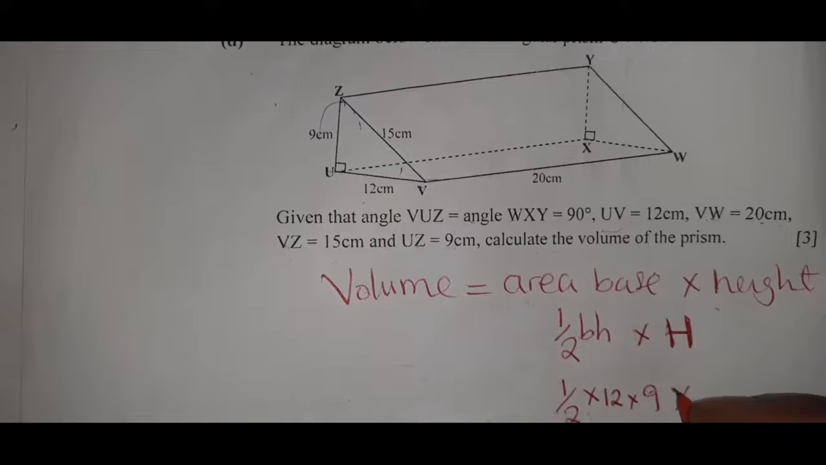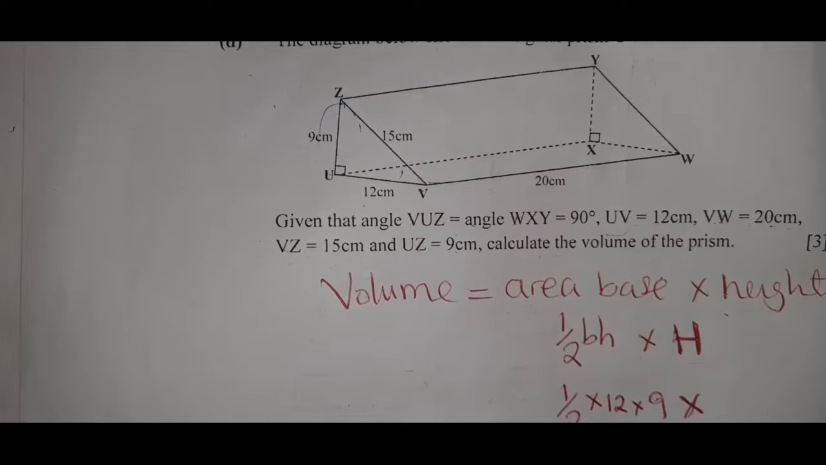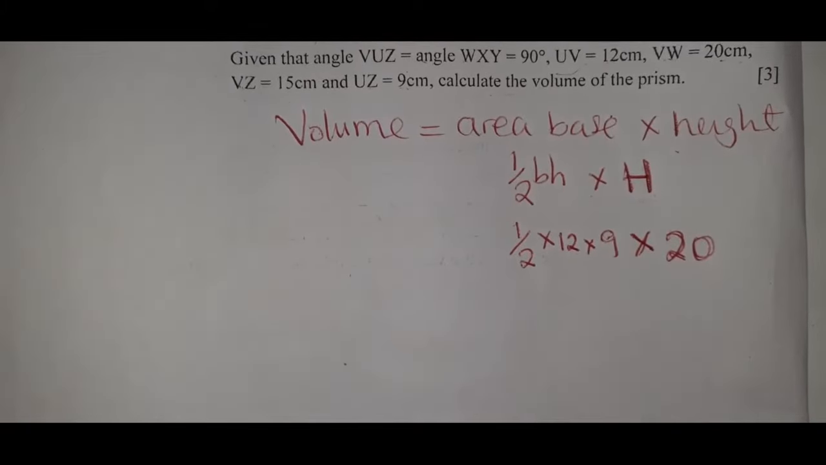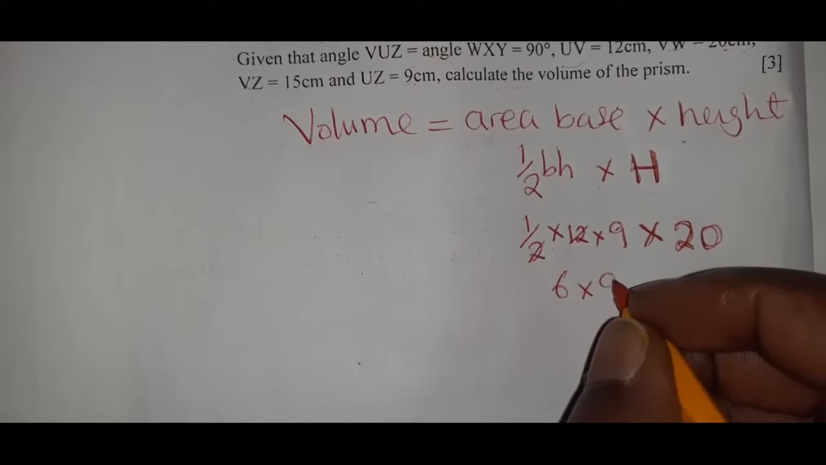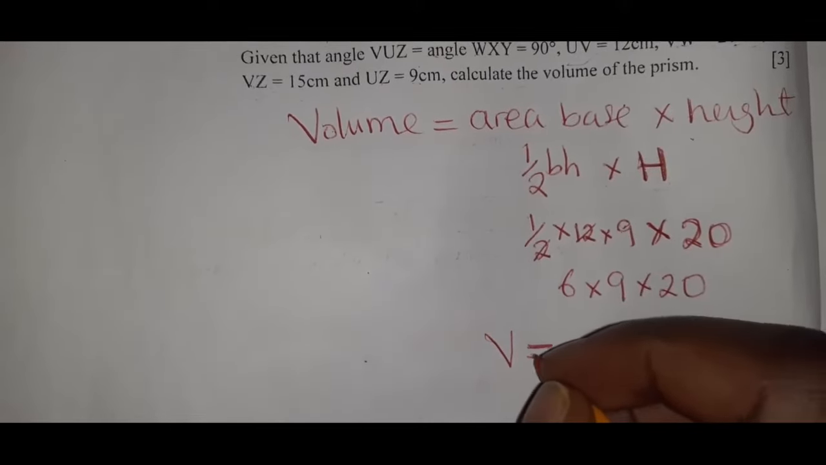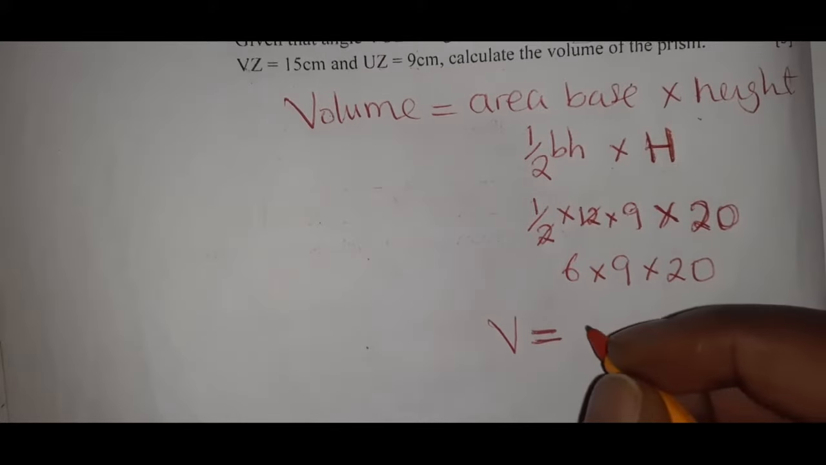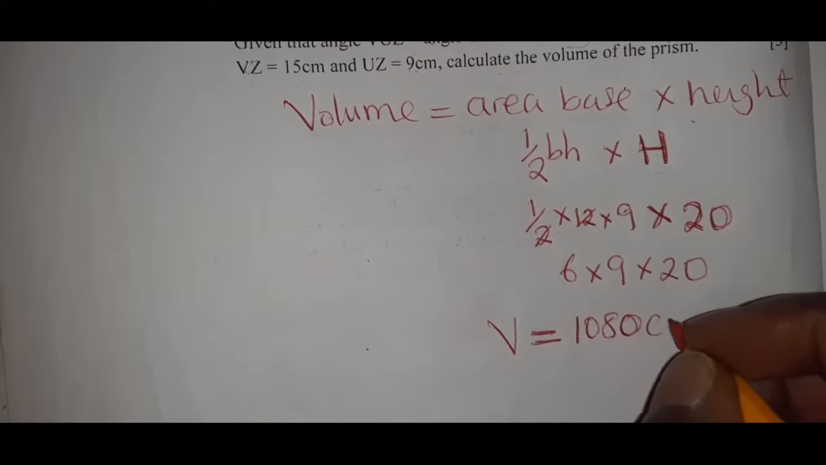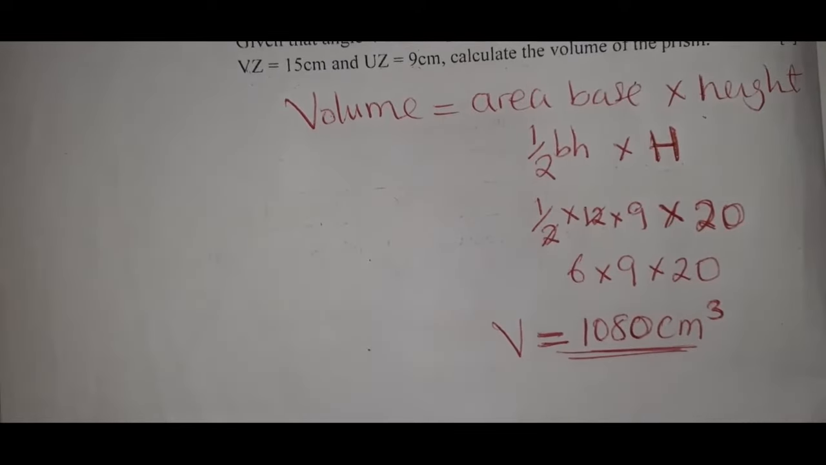Okay, then multiplied now by the capital H, which is the longest side here. So it is 20. Okay, take note of that. So this into that, it's 6. 6 multiplied by 9 multiplied by 20. That is what is going to be our volume. So let's multiply this and see what we're going to get. Okay, what are we going to get? 1080 meters cubed. That's volume. Okay.